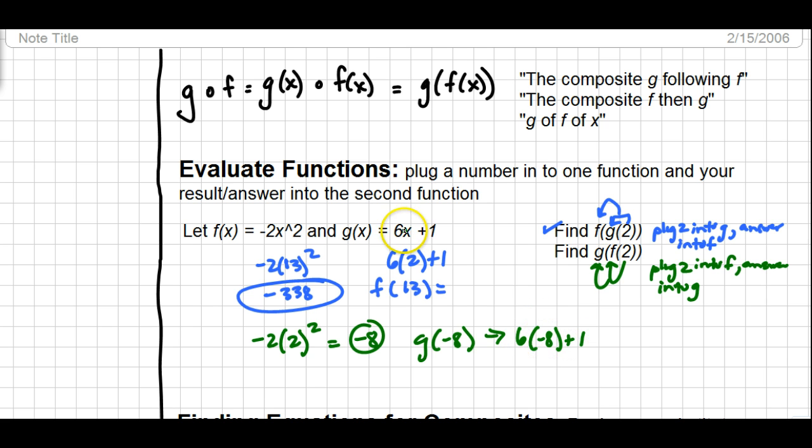So everywhere where I see an x, I replace it with a negative 8 in parentheses. 6 times negative 8 is negative 48, plus 1 is going to be negative 47. So that's evaluating a function by plugging one number into the first function and then your answer into the second.